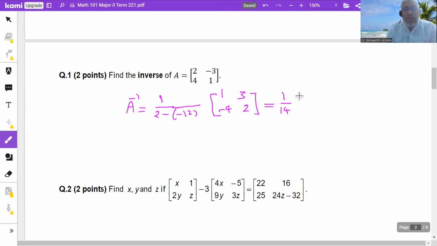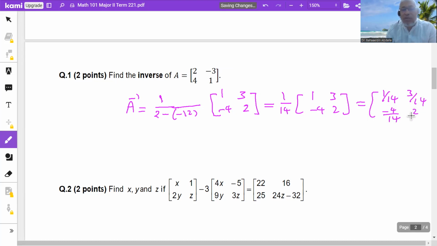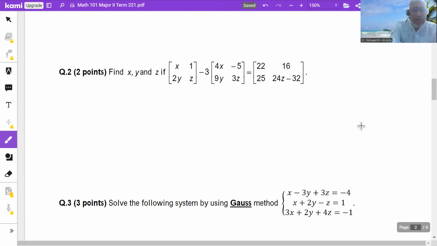Either you leave it like this, that's the inverse matrix, or if you like, you can multiply by 1 over 14. So it would be 1 over 14, 3 over 14, negative 4 over 14, or you write it negative 2 over 7, and 2 over 14. Both are correct. This answer and this answer are both correct.